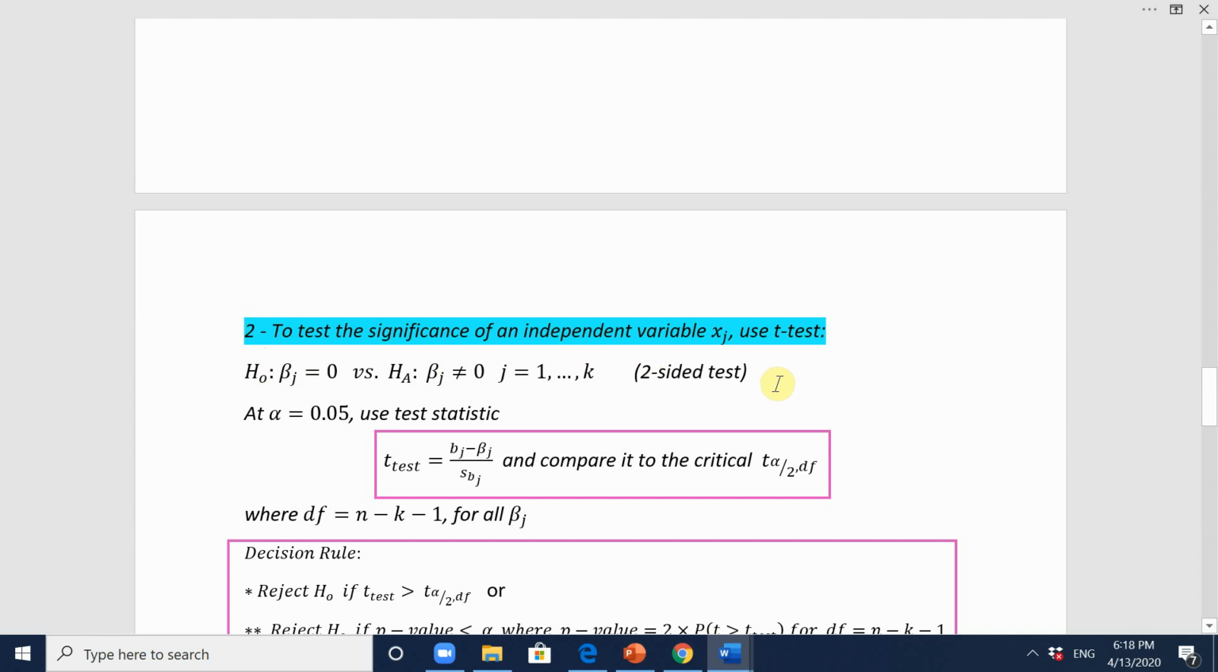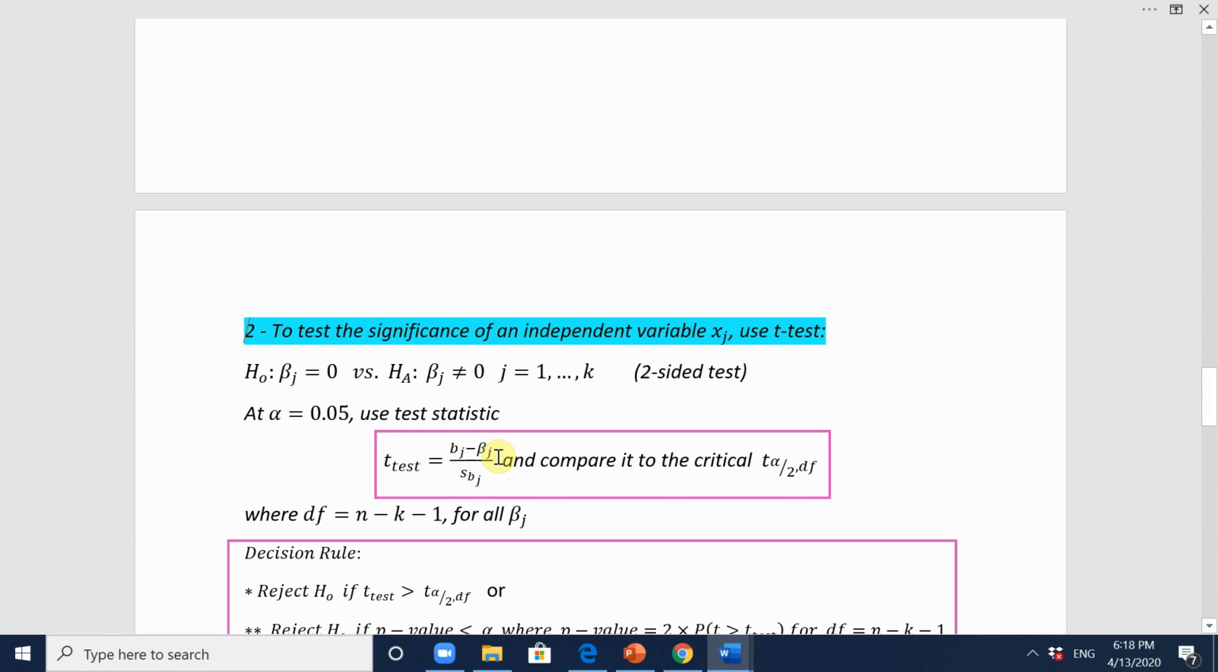So here I use the t-test. My test statistic will look like this over here. I am comparing basically my point estimate for the regression parameter beta j. The point estimate here comes from the method of least squares, of course.